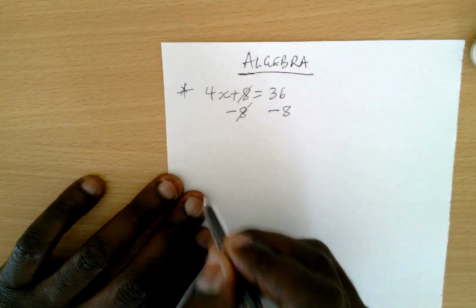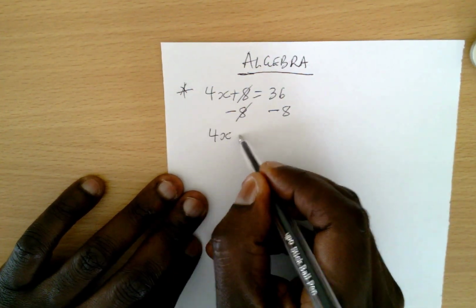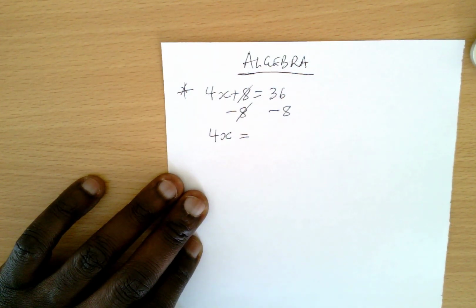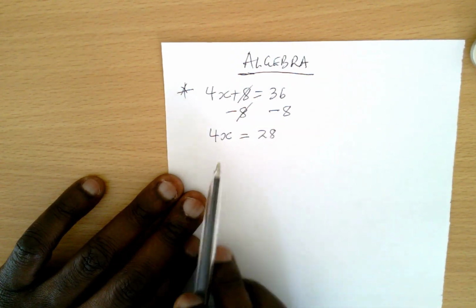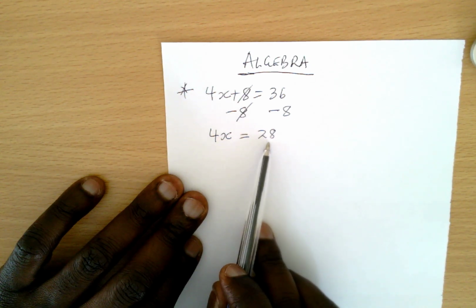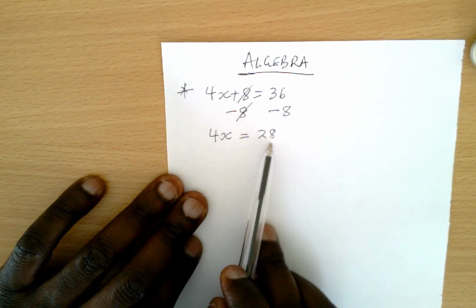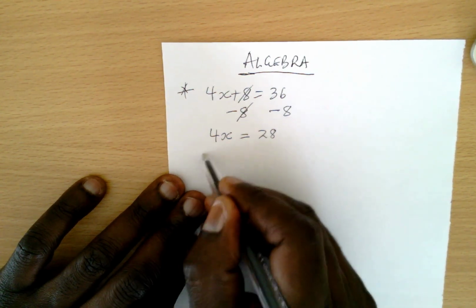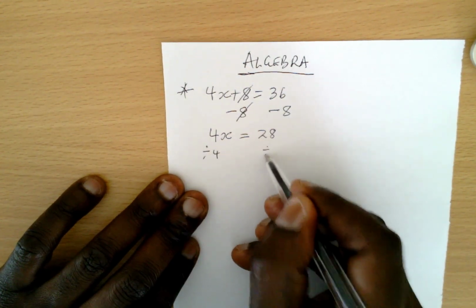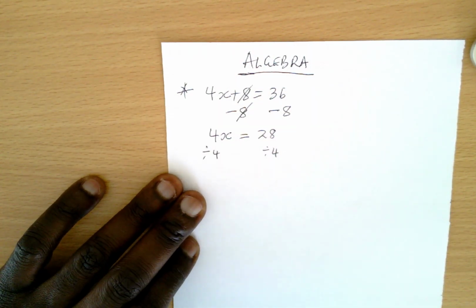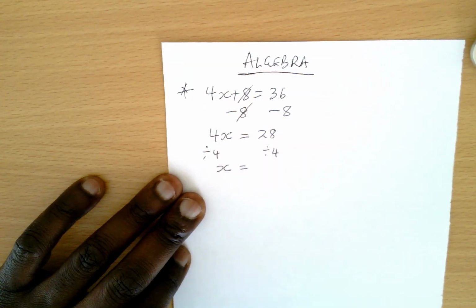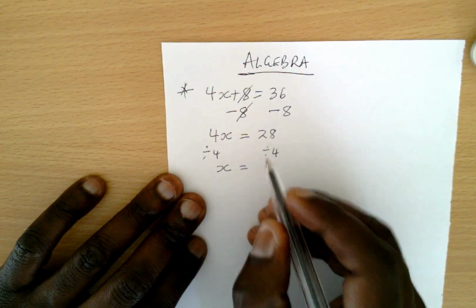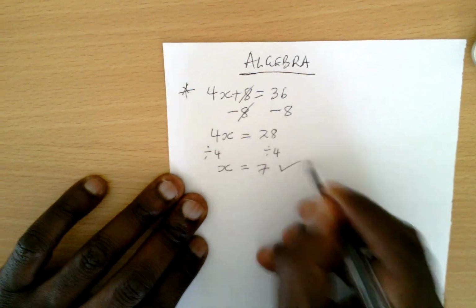So this cancels out to a 0. On the left hand side, we have 4x is equal to 36 minus 8, which gives us 28. So we have 4 lots of x is equal to 28. Okay, 4 apples being 28. So we divide by 4 on the left and on the right to remain with 1 apple, just as an example. So 1x will be 28 divided by 4, which is what? 7.